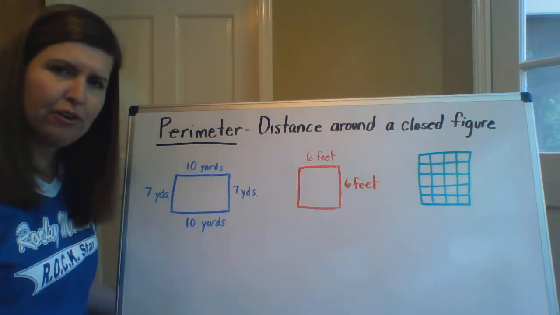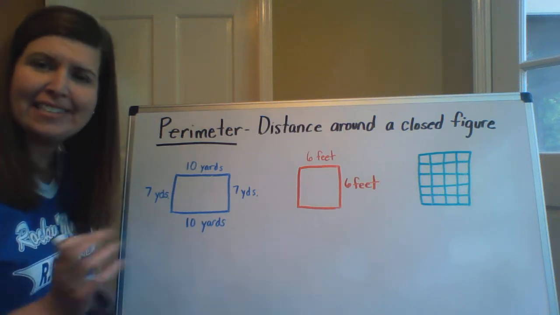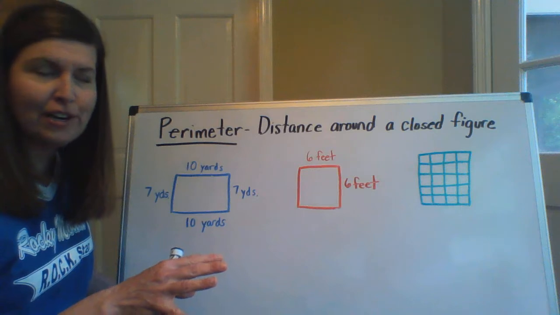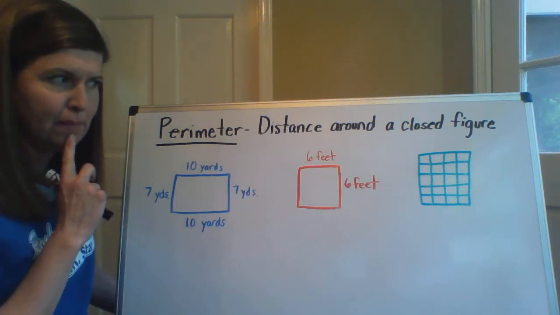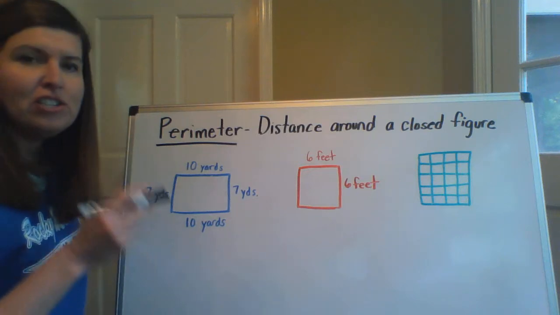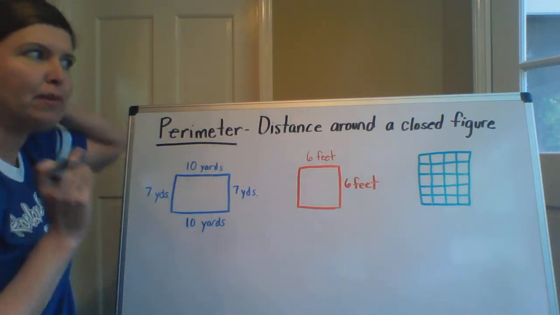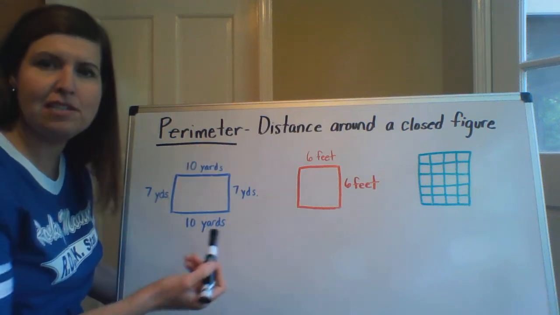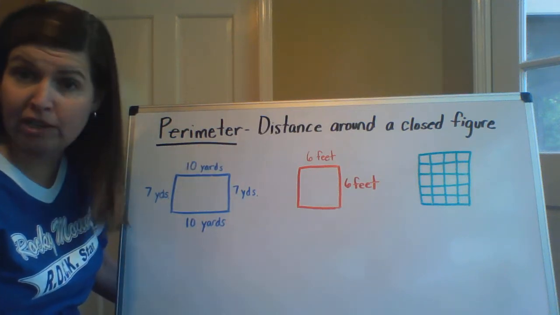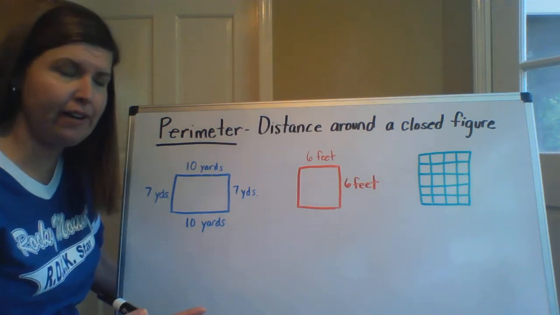Today we're going to start a new unit. We're going to be talking about area and perimeter. And this is going to lead us into our last unit that we're going to start, which is going to be about measurement. So with area and perimeter, we're going to start with perimeter. Perimeter is when we measure the distance around a closed figure or a shape that we have.